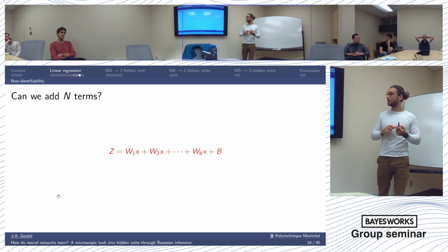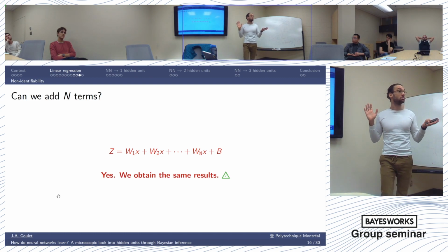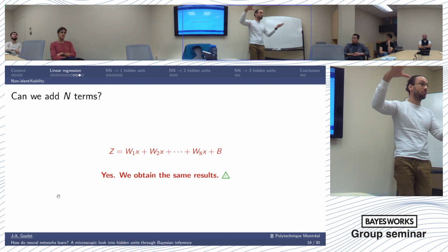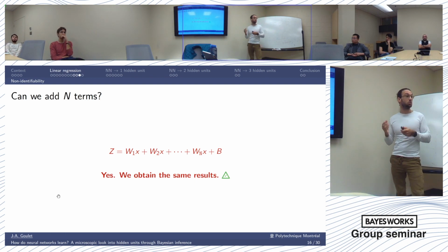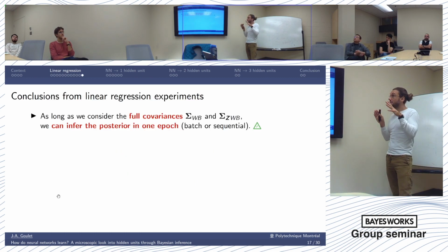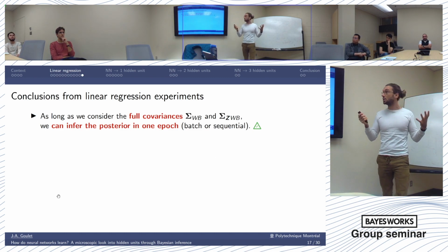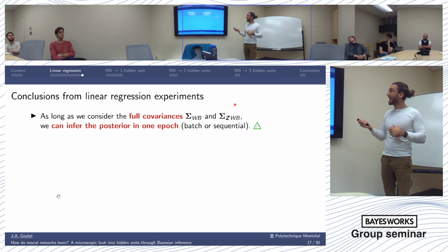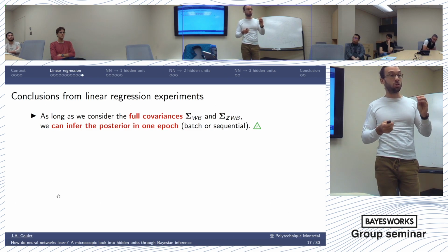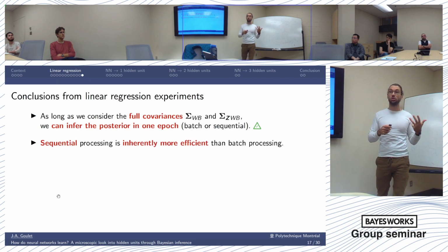Yes, it's going to work. Okay, I tested. No matter how many variables you add, you get the same result. You can infer the input-output relationship exactly, but you remain with lots of non-identifiability between your parameters. Perfect. So the conclusion from that first very simple linear regression experiment: as long as you consider the full covariances between the parameters and also between the outputs and the parameters, you're going to be able to infer the posterior in a single epoch. Okay, whether you're working in a batch mode or in a sequential mode.